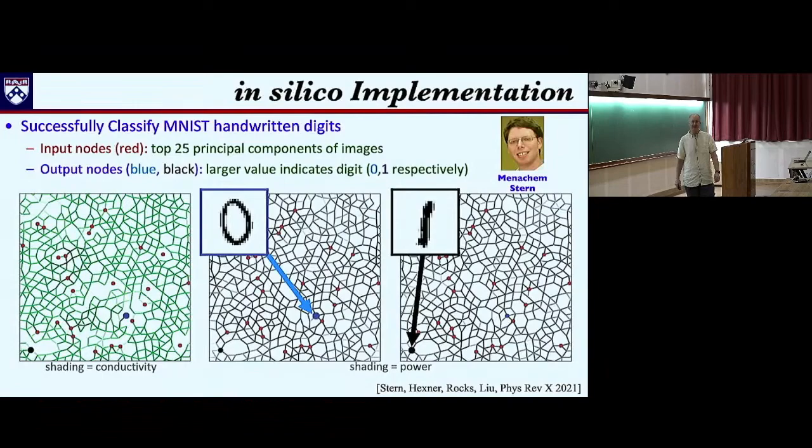I don't have that example. That's not published yet. I don't have it in the slides. But just to say it again, he converted these images into 3 by 3s. So there are 9 inputs, and he just converted the grayscale values to a voltage and plugged them in.